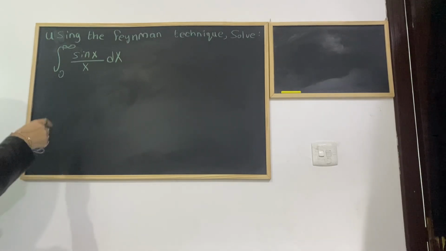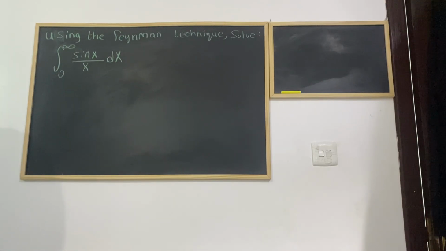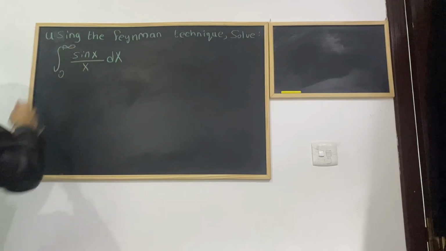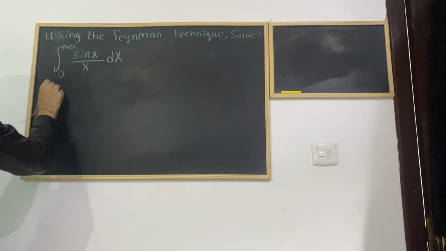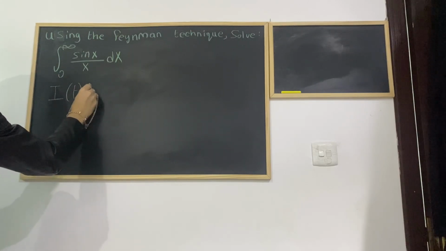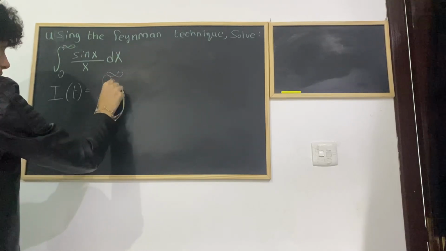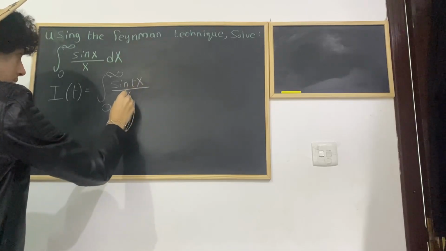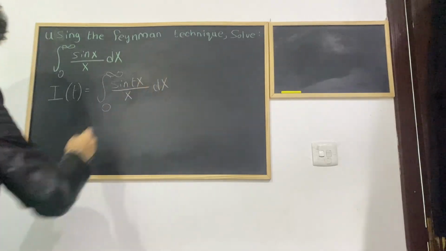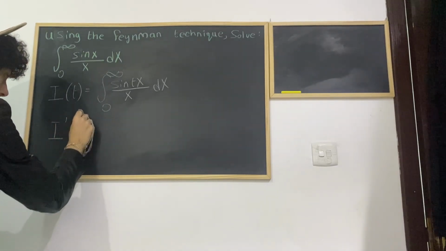Now the problem with this integral is this x in the denominator here. We want to get rid of this x. So if one were to use the Feynman technique, one might be inclined to put t next to x here. However, that's not going to work, and I'll show you why right now. So let's say I of t is equal to the integral from 0 to infinity of sine tx over x dx.